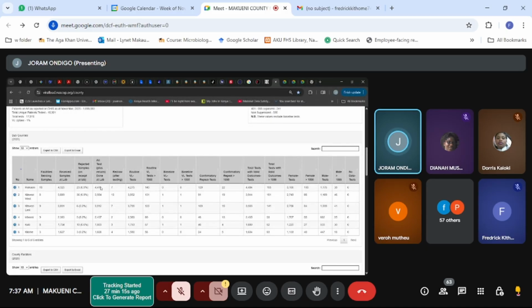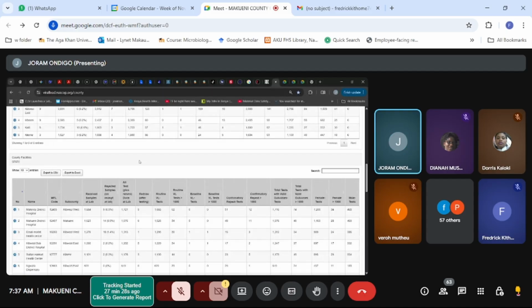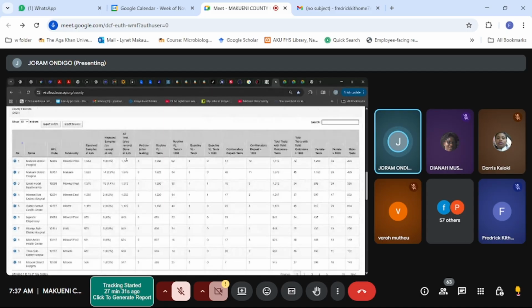So this just tells you the number of volumes, all tests done, plus returns done at the lab. You see, these are the numbers that they've ever done. So when you move across, it will just show you a lot of data that you as a facility can even now come in and analyze. Now that is at sub-county level.